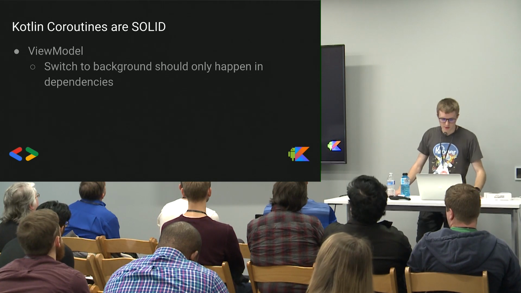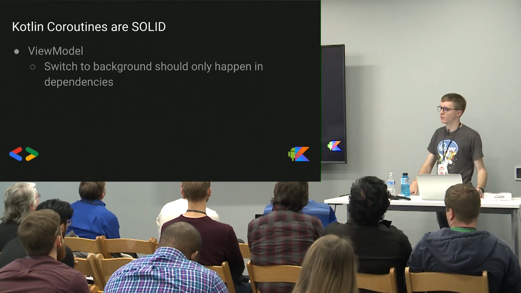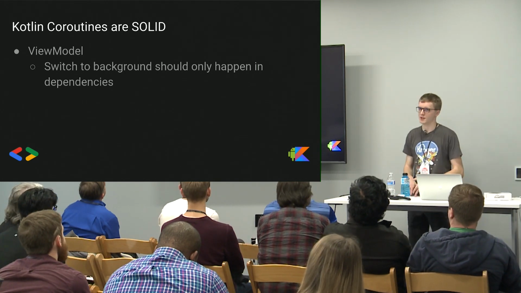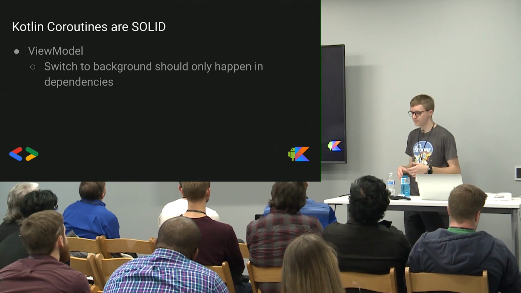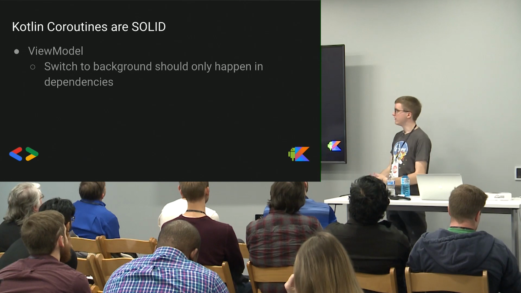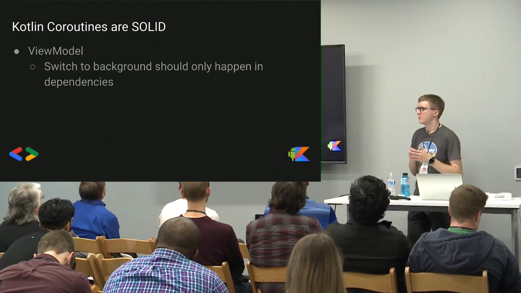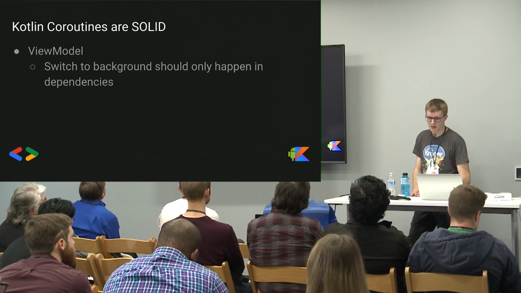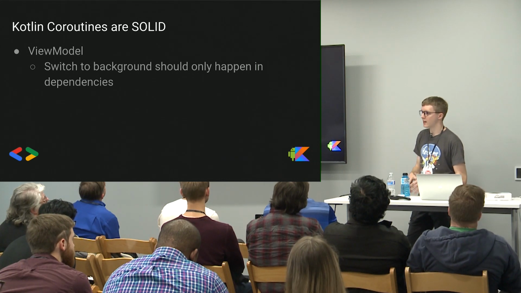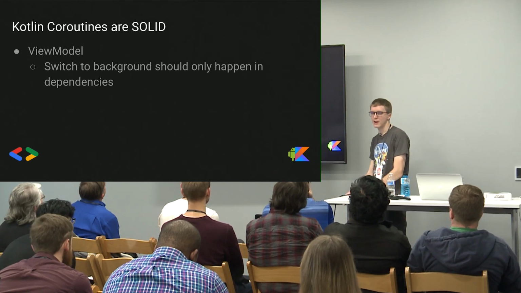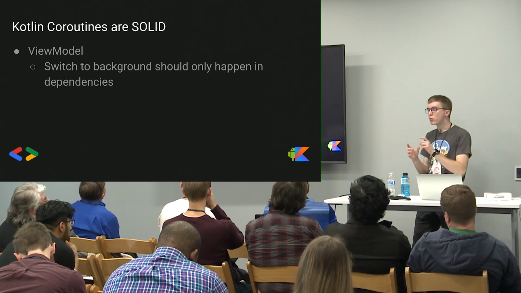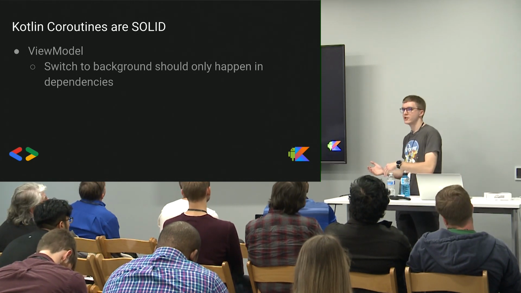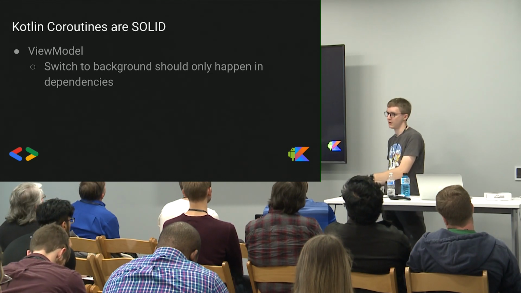So one of the other things, one of the reasons I absolutely love coroutines is because I think they really go hand in hand with the SOLID principles, particularly within the ViewModel. The way I think of it is if you need to do a context switch, to a background thread and stop blocking the UI in your ViewModel, then you're probably doing an operation that is too complex to fall within your ViewModel, right?